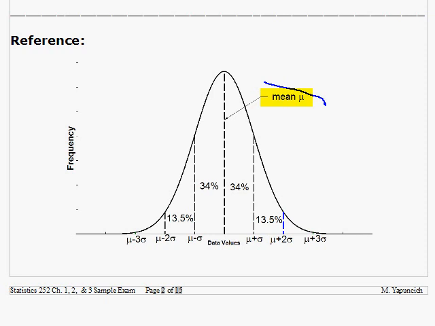The mean, which is denoted by the Greek lowercase mu, is right in the middle of the bell-shaped curve, and then what we're looking at is plus or minus 1 standard deviation, plus or minus 2 standard deviations, that's minus, this is plus, and for green, plus or minus 3 standard deviations.